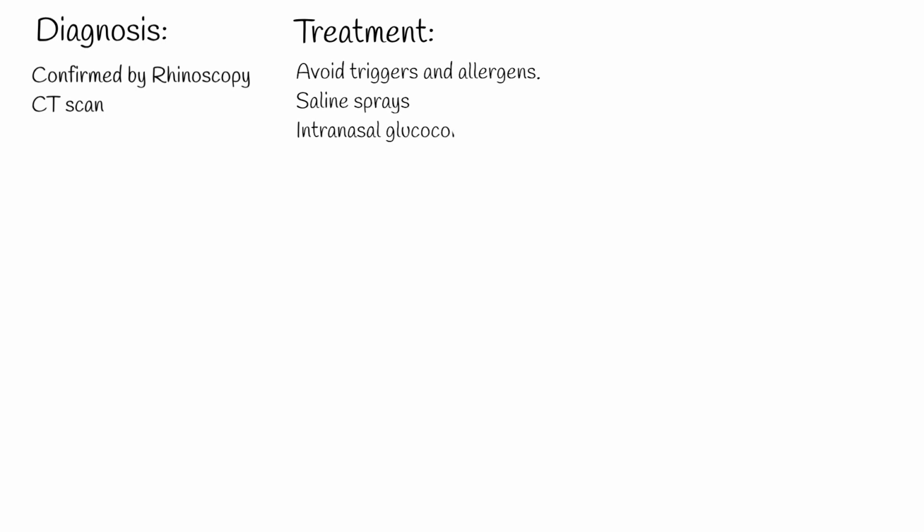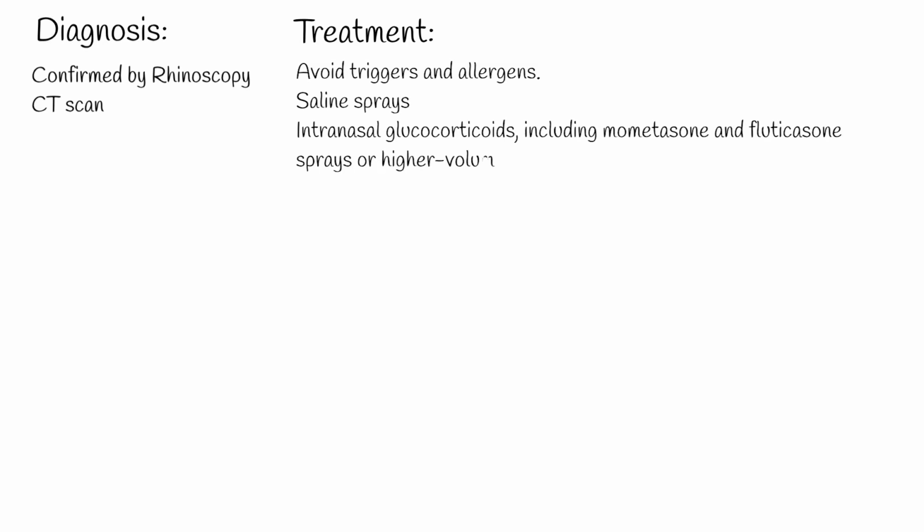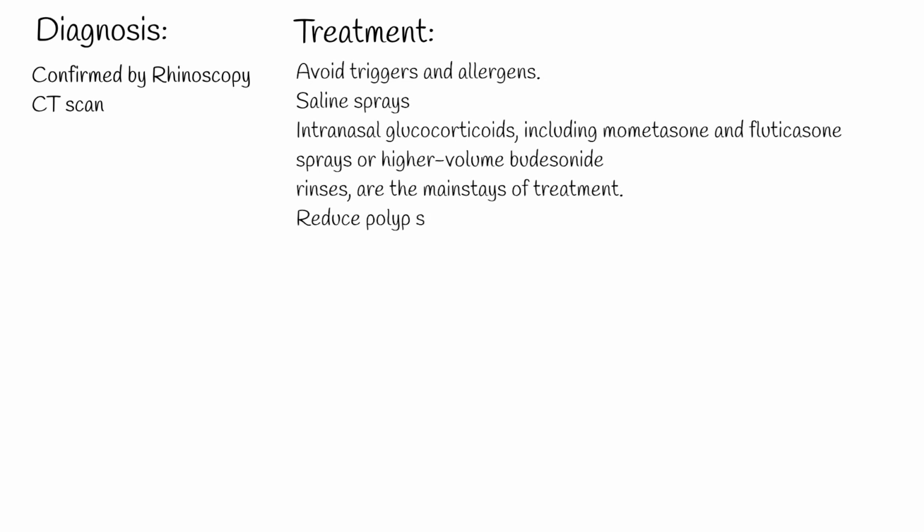Saline sprays and washes provide symptom relief, especially higher volume saline washes, which are more effective. Intranasal glucocorticoids, including mometasone and fluticasone sprays or higher volume budesonide rinses, are the mainstays of treatment. Corticosteroids are more effective especially in sinusitis with polyps because corticosteroids reduce polyp size.